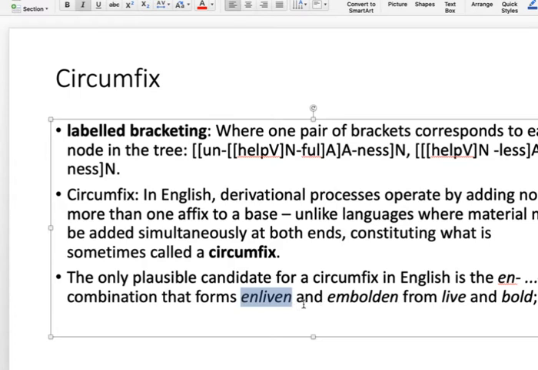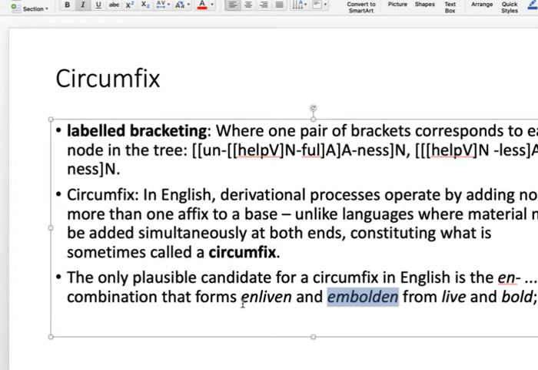Can we have liven, or enlive? No, we have just live or enliven. Let me think of some better example, but let's think about this one. Embolden, for example. Bold is emboldened to become bold.